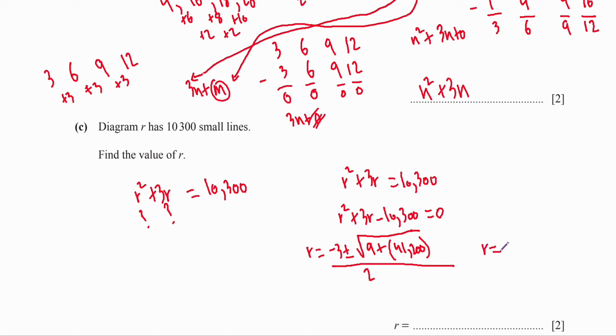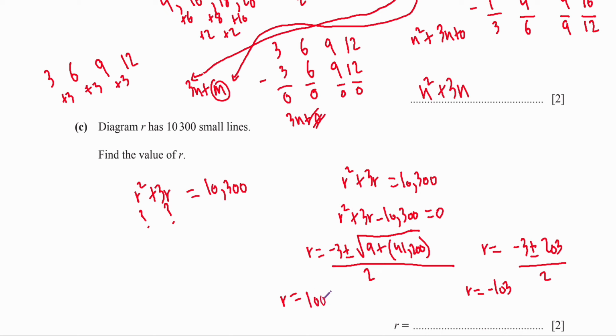Well, r is equal to, let me use my calculator, 41,209 square root of that. It's 203. Okay, so r is equal to minus 3 plus or minus 203 divided by 2. So you get r is equal to either minus 3 minus 203 divided by 2, so it's either minus 103, or r is equal to minus 3 plus 203 divided by 2, which is equal to positive 100.